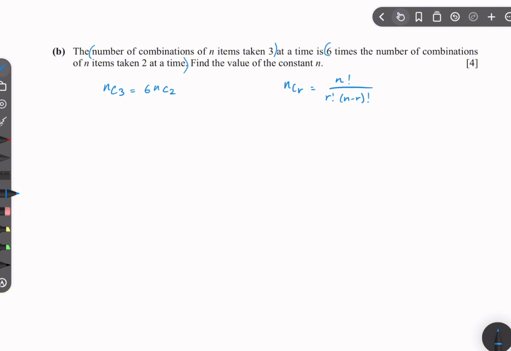Okay, so we can just use this equation. So r will be 3, so 3 times 2 times 1 times n minus 3 factorial is equal to 6 n factorial over r factorial, which would be 2 times 1, and then n minus 2 factorial.